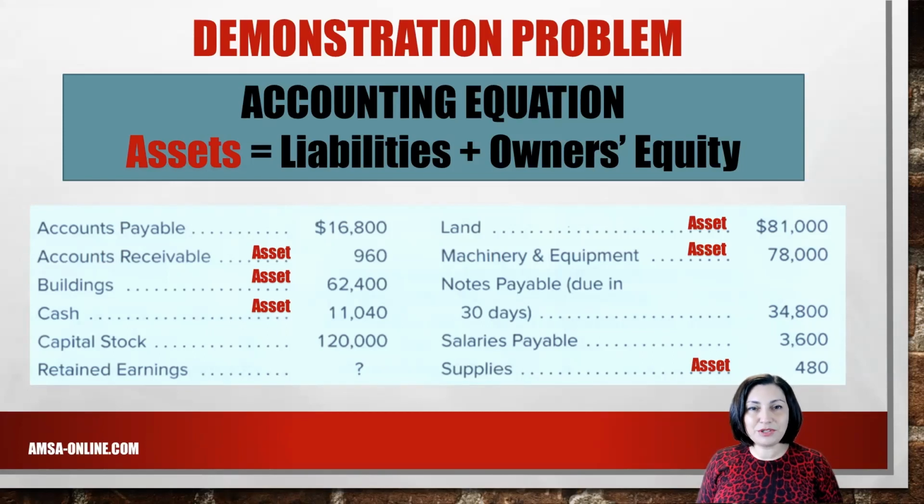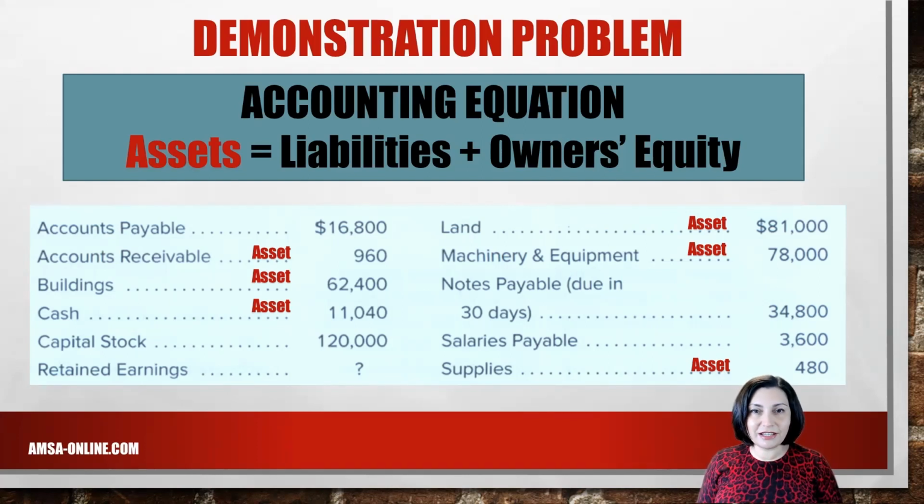The first step is to decide whether an account belongs to assets, liabilities, or owner's equity. Assets are probable future economic benefits obtained by a particular entity as a result of past transactions or events. Accounts receivable is an asset account. We sell to customers on account and will collect cash from them in the future.